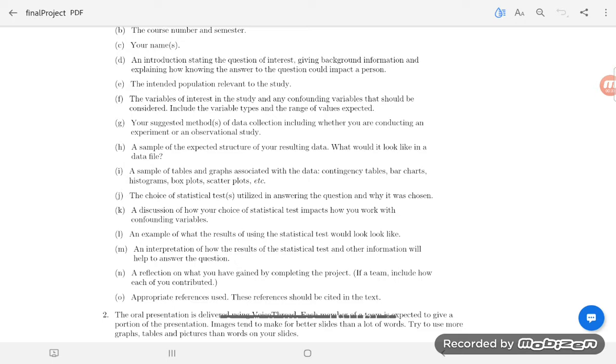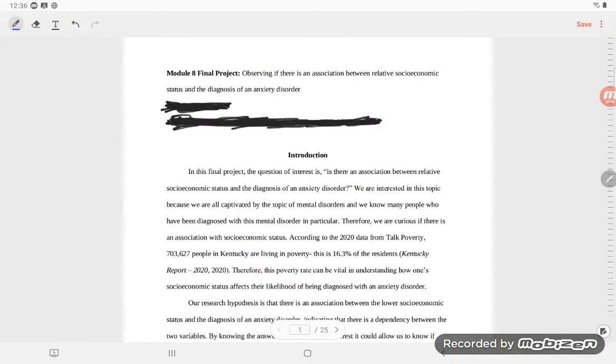Part D starts with an introduction stating the question of interest, giving some background information, and talking about how this could be helpful to have this information. And so, if we take a look at this particular paper, this was looking at the question of whether there's an association between socioeconomic status and the diagnosis of an anxiety disorder.